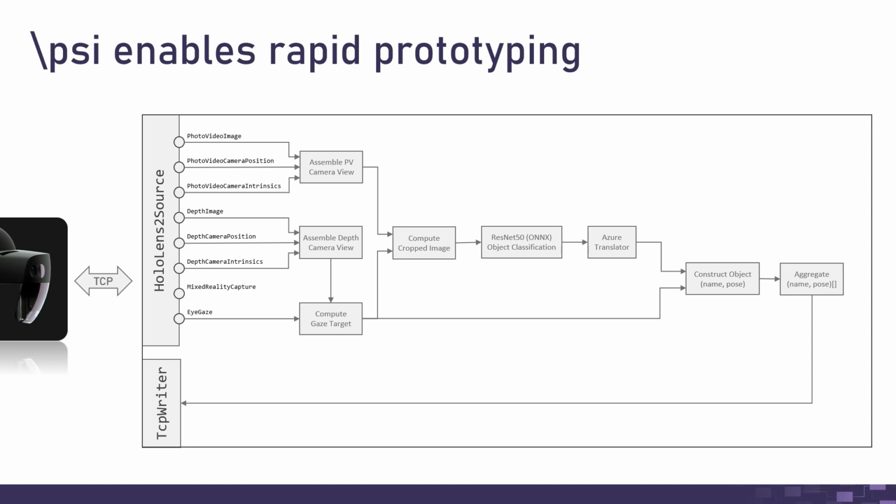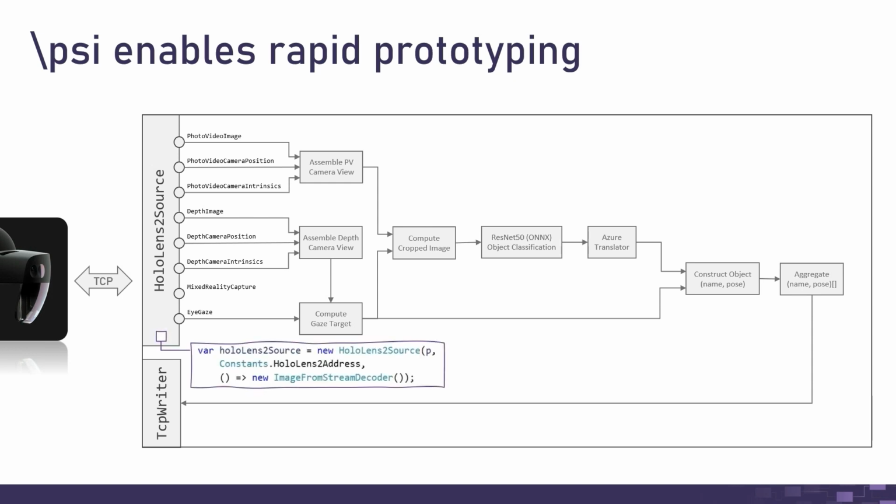The high-level point here, though, is that the beauty of Psi is you can author this type of multimodal processing pipelines relatively quickly. For instance, creating the HoloLens 2 source component takes but one line of code. You basically have to specify the IP address of the device, and in this case, the image decoder to use, since we're compressing images in transit to save bandwidth on the TCP channel.